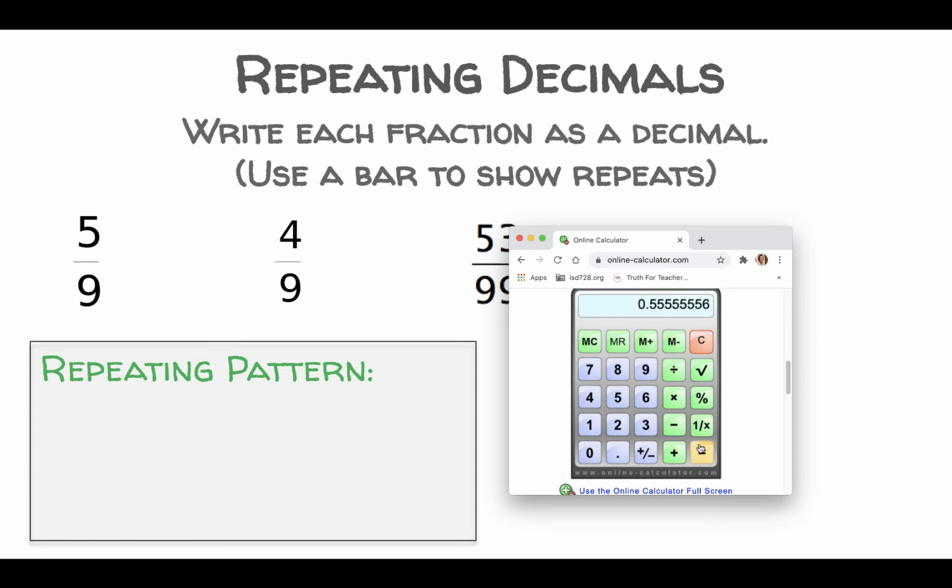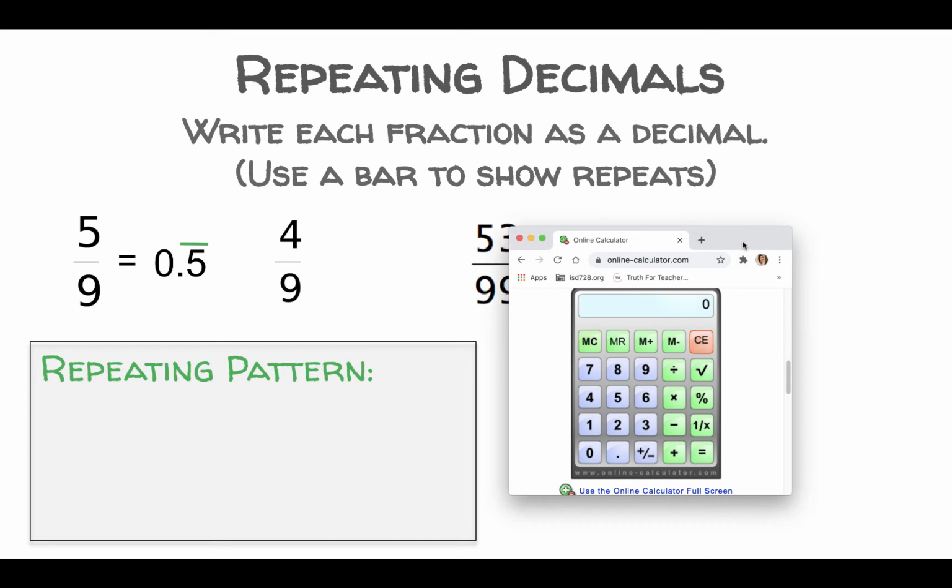Let's change 5/9 to a decimal. 5 divided by 9. 0.55555. The calculator rounds up the digit there that would be the last one on the screen because the screen on the calculator doesn't go on forever. So this digit 5 repeats. How do we show that? We put a notation bar over that digit.